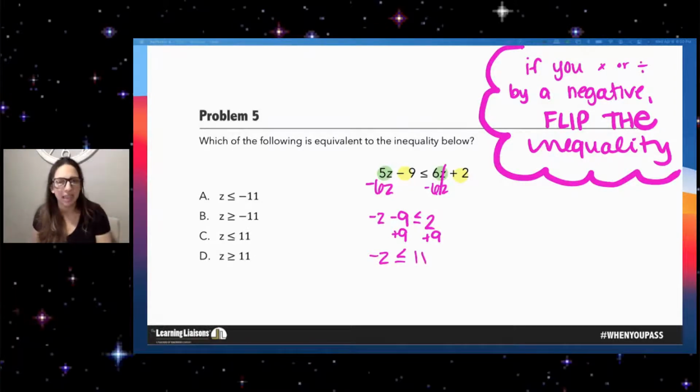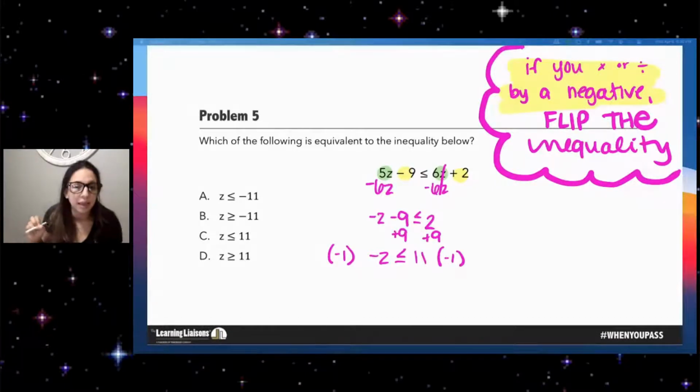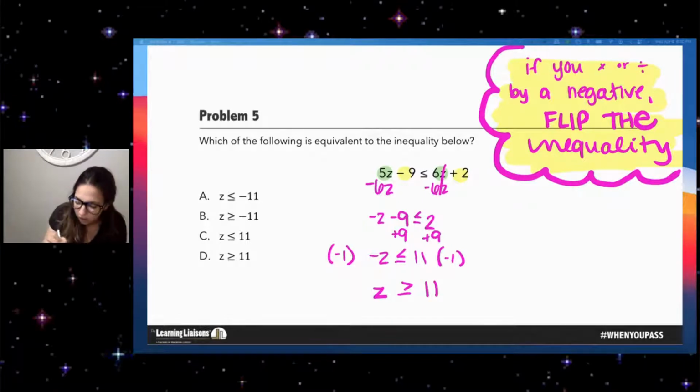But I can't have a negative z. I have to have a positive z. So now I'm going to multiply both sides by a negative 1 because negative z times negative 1 is just positive z. But what did I just do? I just multiplied or divided by a negative. So now I'm going to flip that symbol around and I get z is greater than or equal to 11.